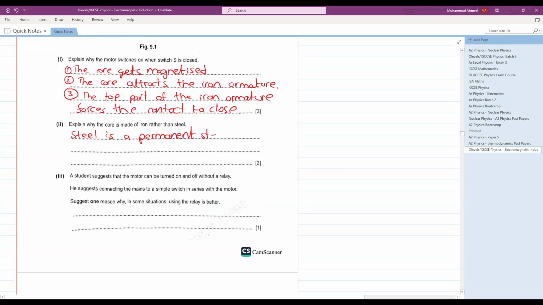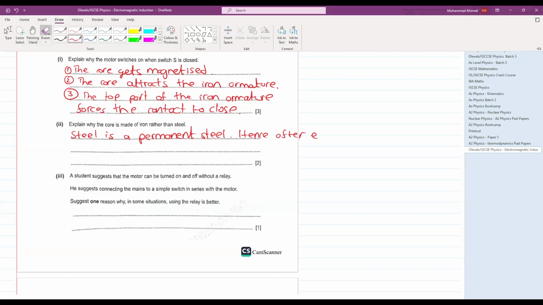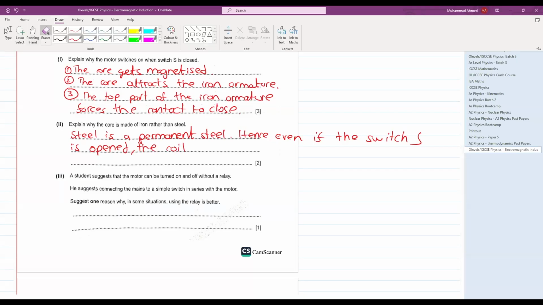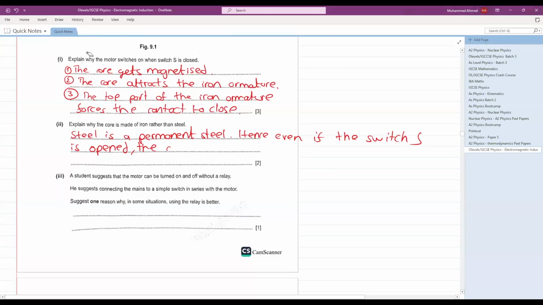Hence, even after opening the switch, even if switch S is open, the core will remain magnetized, and the motor will still be on.